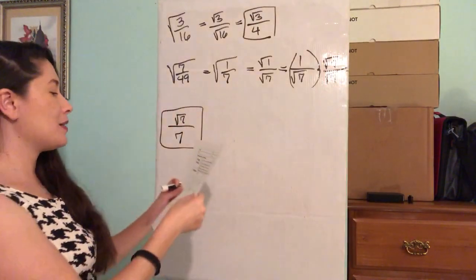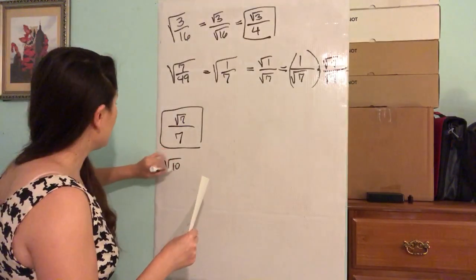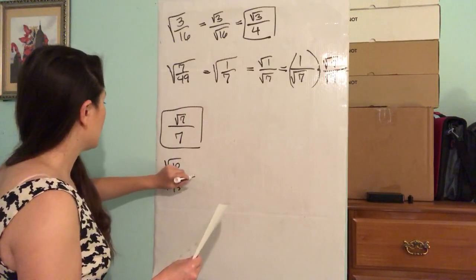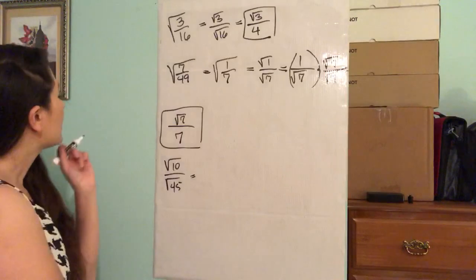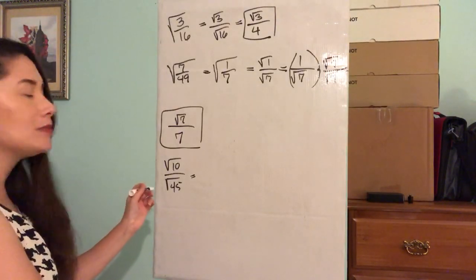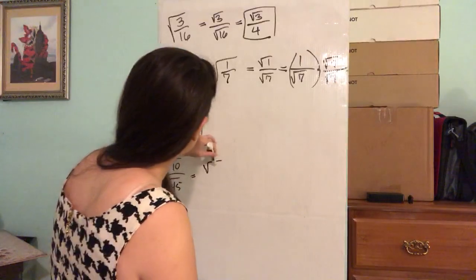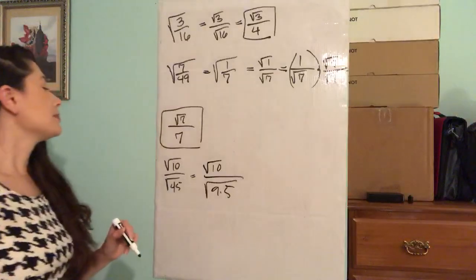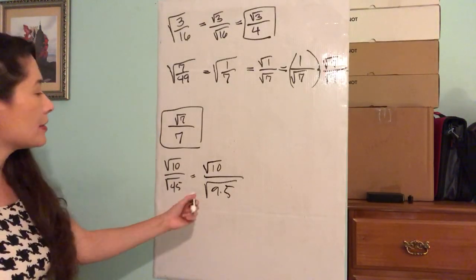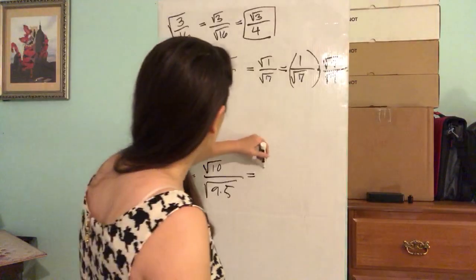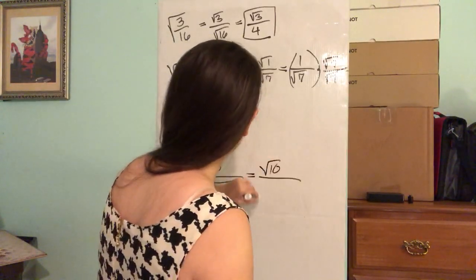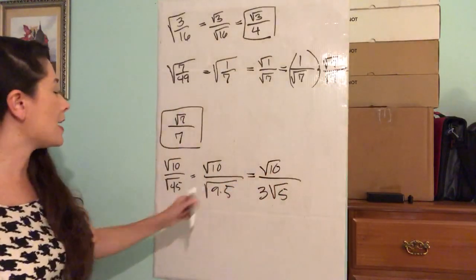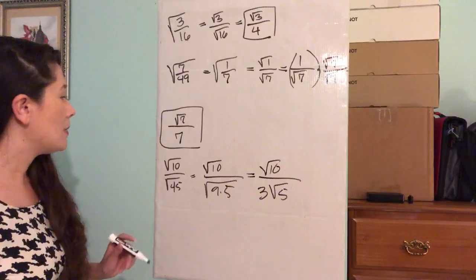Let's try another one. How about the square root of 10 over the square root of 45? Okay. So first, can we break down 45 at all? I think 45 can be broken down into 9 times 5, right? And what is the square root of 9? 3, right? The square root of 9 is 3, so you get the square root of 10 on the top. On the bottom you got 3 times the square root of 5, and again this 3 came from the square root of 9.